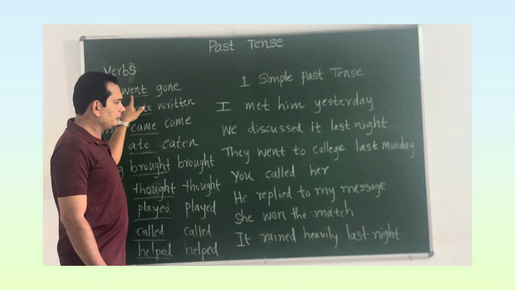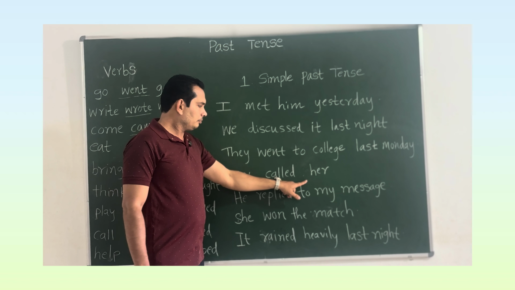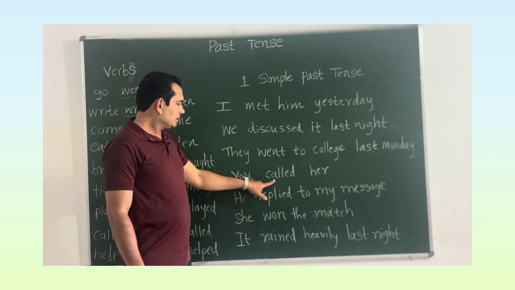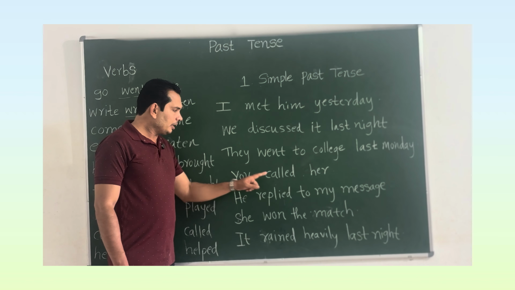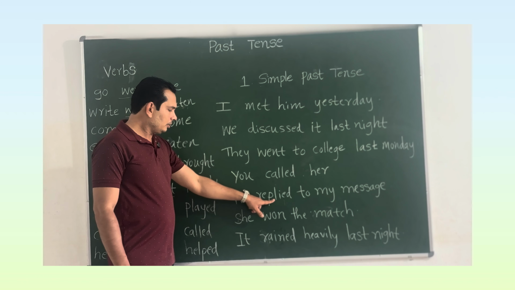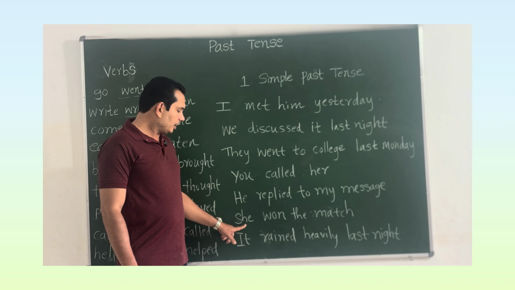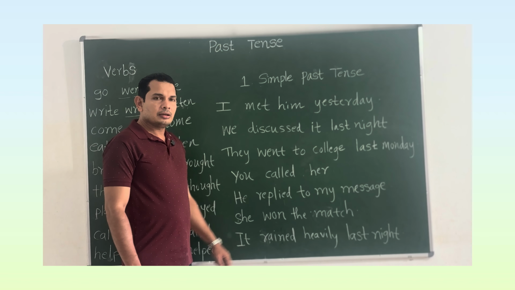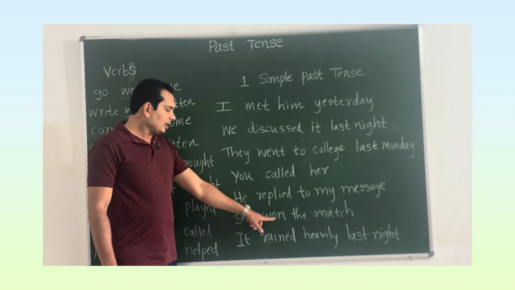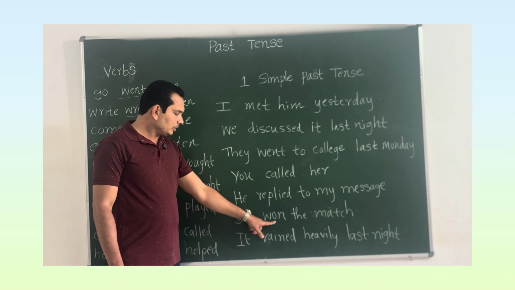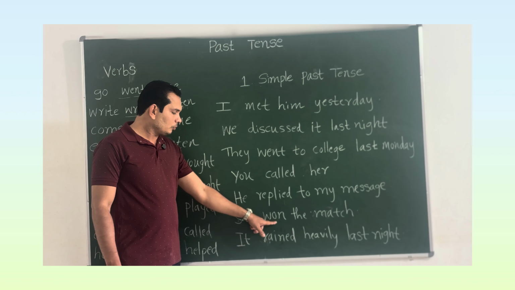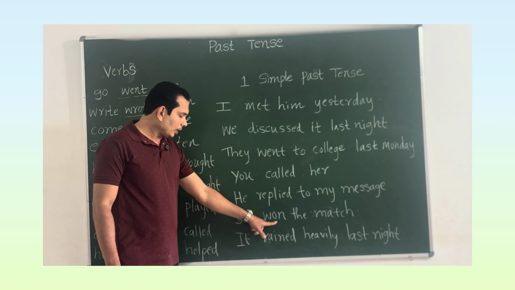We should write went. You called her. Called is the second form of the verb call. He replied to my message. Replied here is the past form of the verb. She won the match. Won is the second form of the verb or past form of the verb win. The correct pronunciation of this word is won, not won. Many students pronounce it as won. It's not won, it's won.